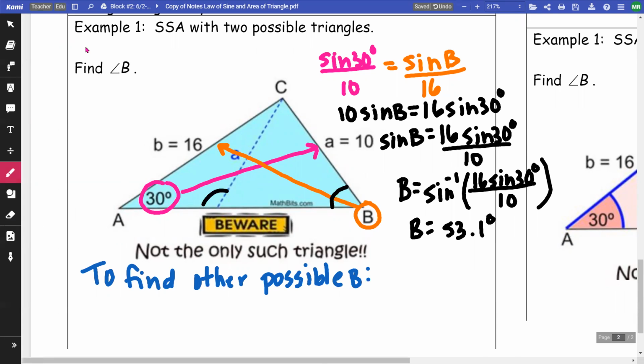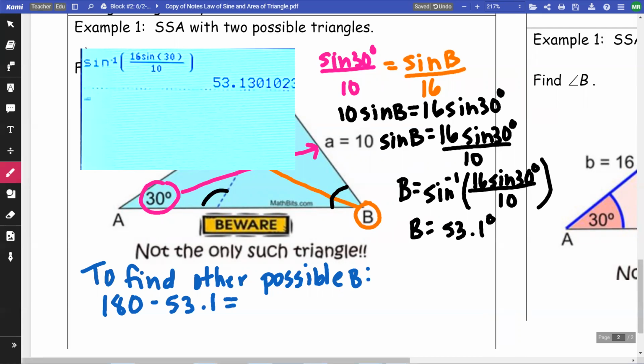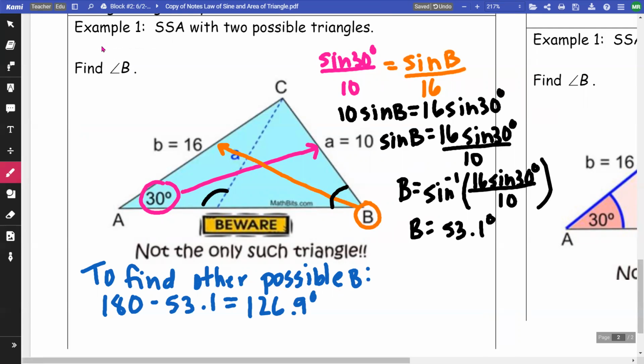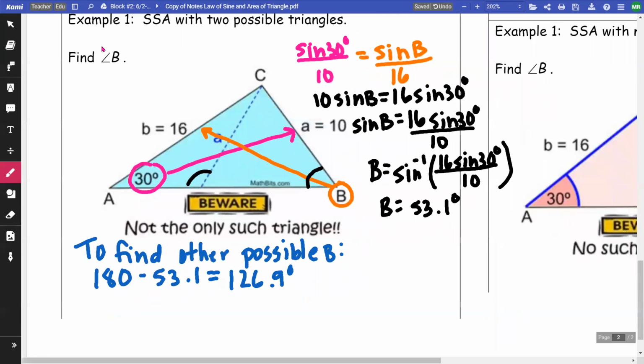You're going to basically find its supplement. You're going to go 180 minus 53.1 to see what we get. Okay. So I'm going to take 180 minus what I just got. And I get 126.9 degrees. Now, this is my other possible angle B, but we need to make sure it is possible. So what do I mean by that? Well, I have a triangle, okay?